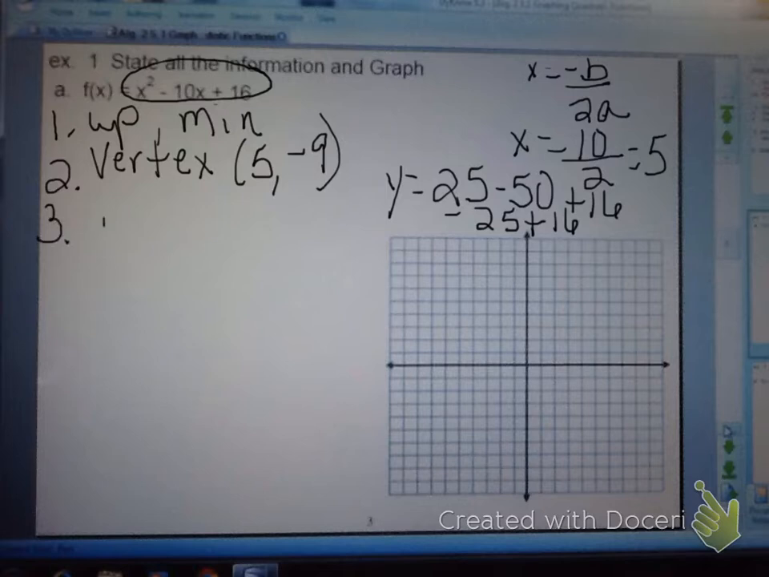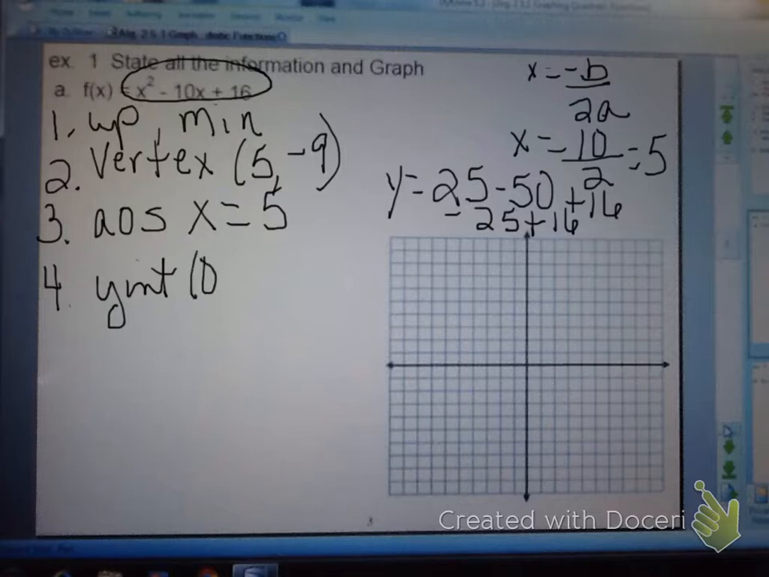Step 3, state the axis of symmetry. The axis of symmetry is a vertical line at the vertex, and the equation of the axis of symmetry is always x equals the x value of the vertex. So x equals 5. Step 4 is the y-intercept. The y-intercept is always (0, c). So that's (0, 16). Now we'll need to find the corresponding point to that.